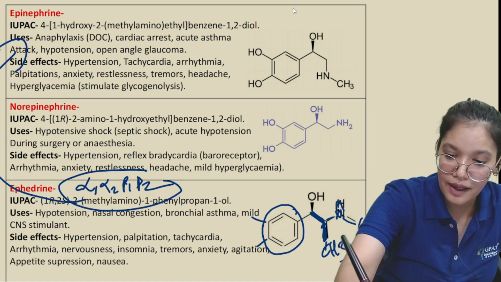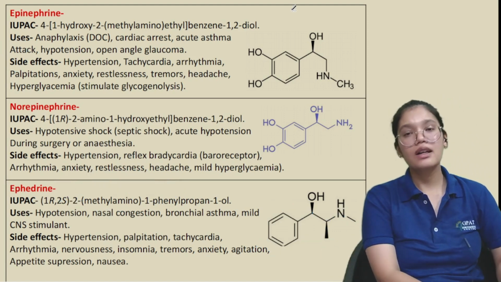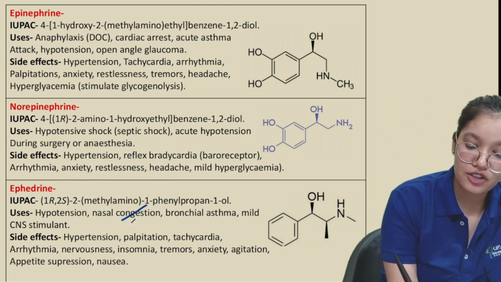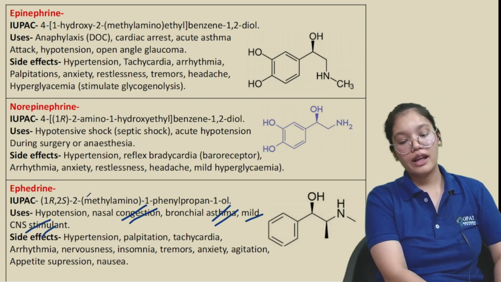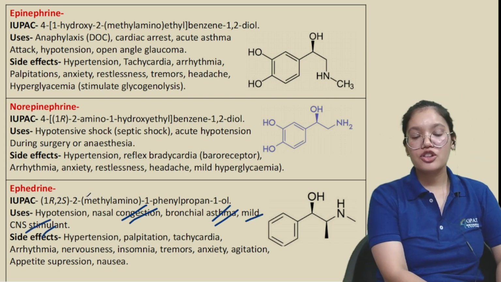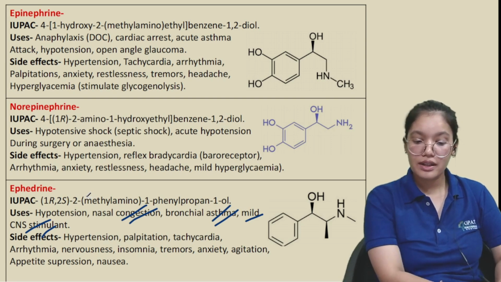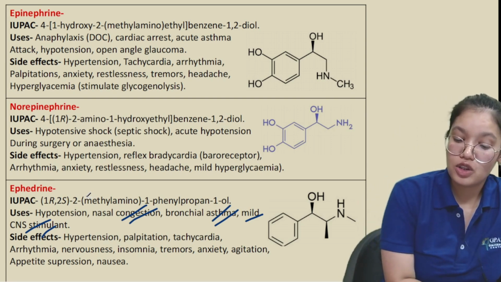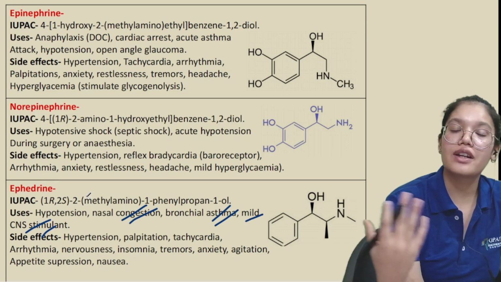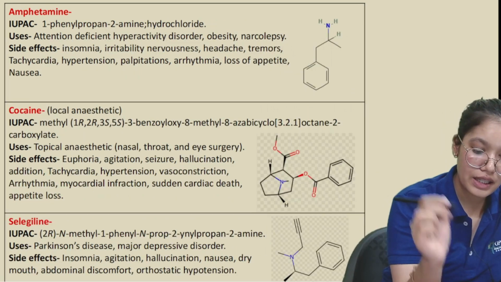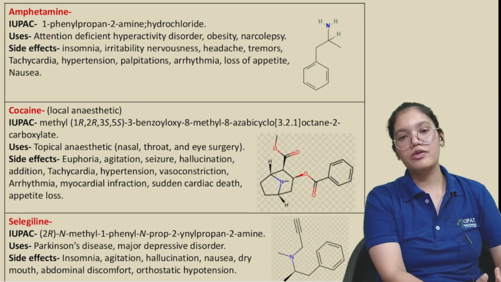So that is ephedrine. Uses: hypotension, nasal congestion, bronchial asthma, mild CNS stimulant, all that. Side effects: hypertension, palpitations, tachycardia, arrhythmia, nervousness, insomnia, tremor, anxiety, agitation, appetite suppression, and nausea. Next drug we have is amphetamine.